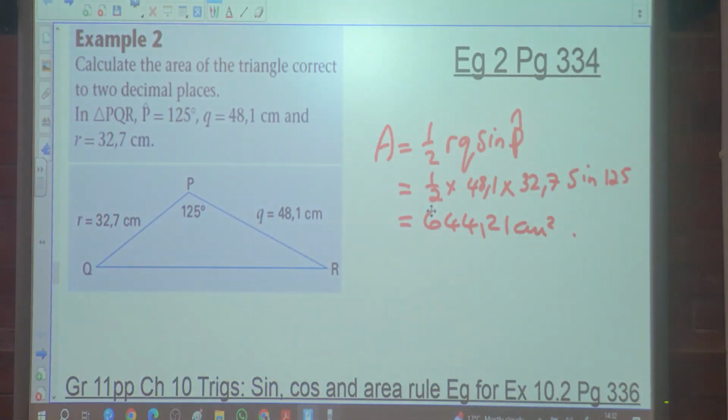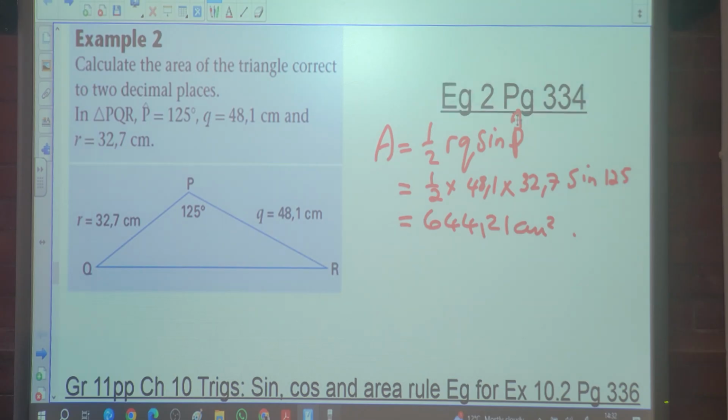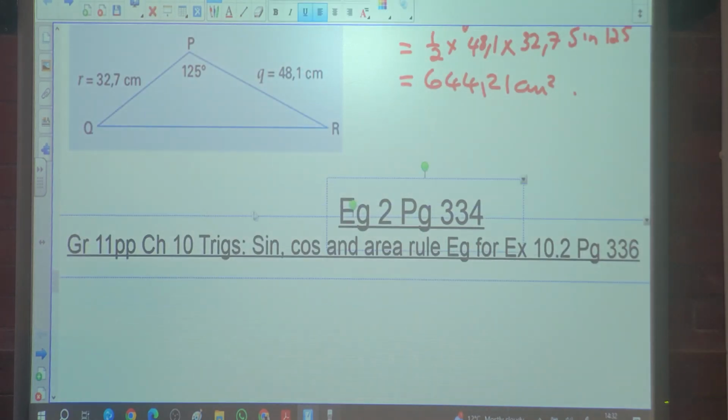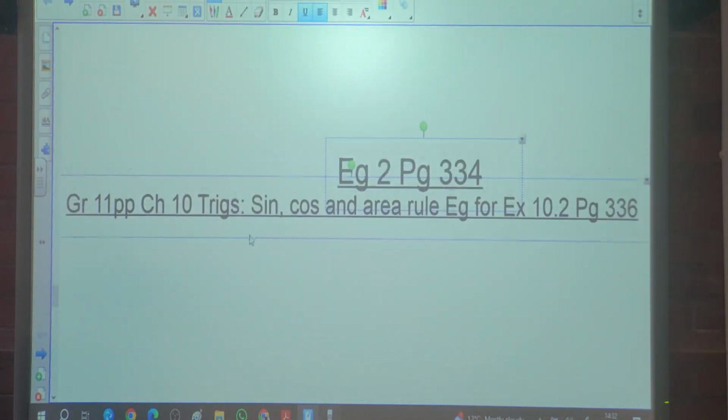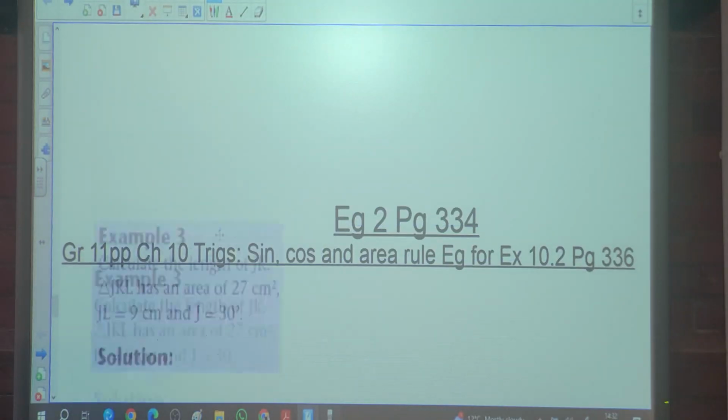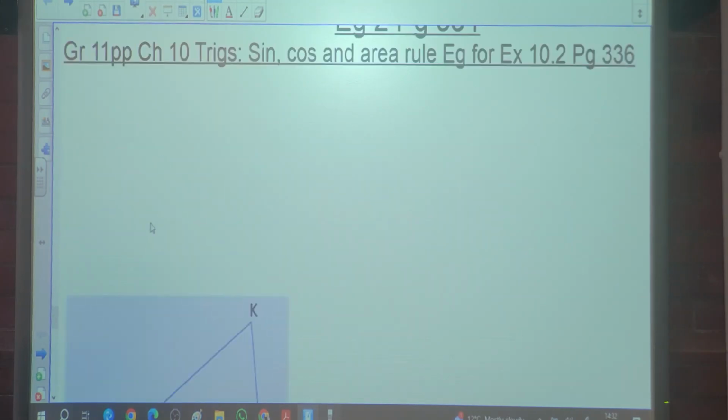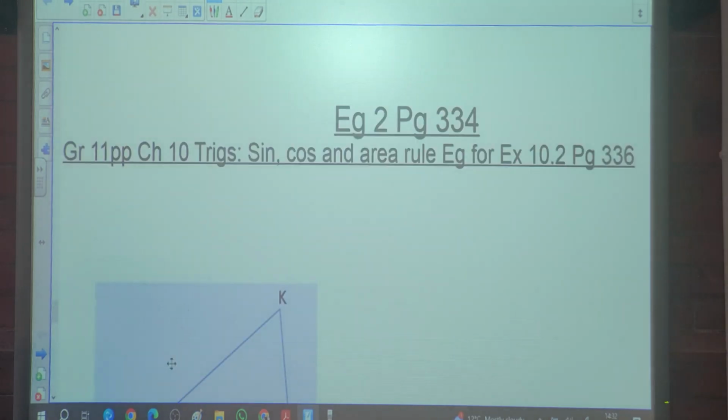Any confusion yet? It's easy. No? Lala, you okay? See how easy maths is? Go to example 3. We're looking for a nice one to challenge us, no?